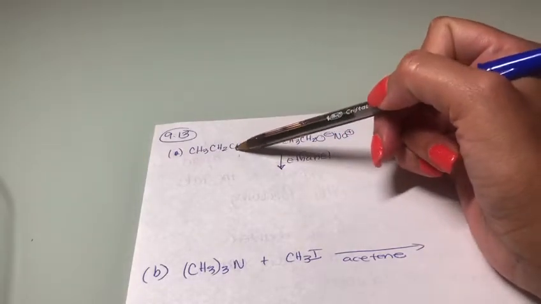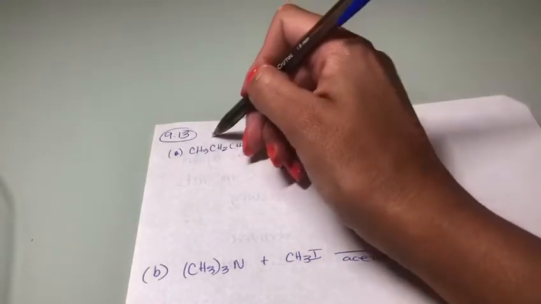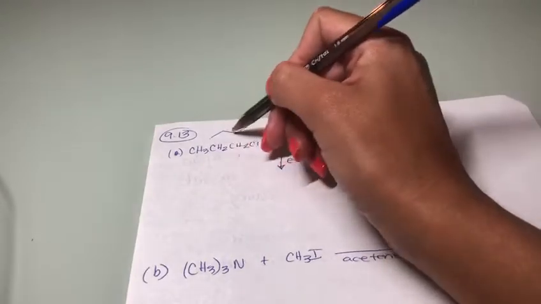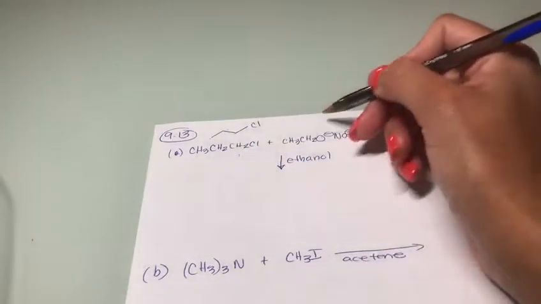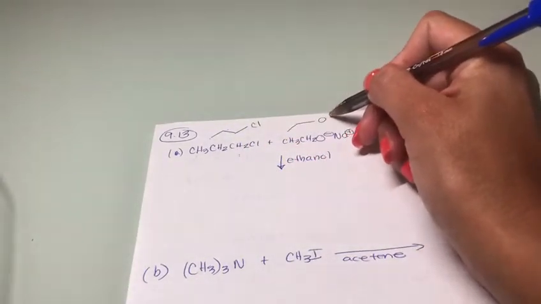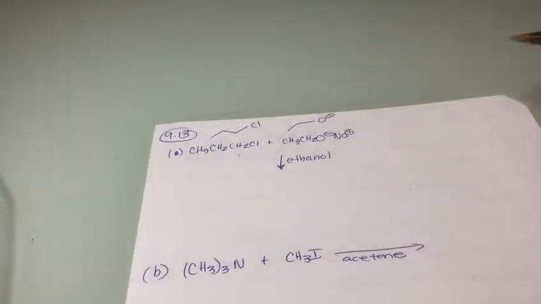You have 1, 2, 3 carbons here, 1, 2, and 3, and the halogen. And this is your nucleophile, and the ethanol is acting as your solvent. And the book is telling you that these reactions are SN2 reactions, so you don't have to think SN1 or SN2.